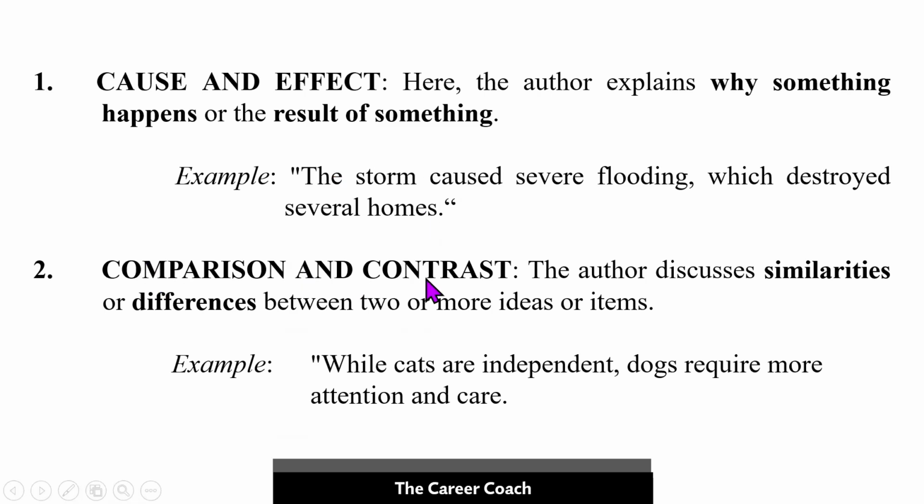2. Comparison and contrast. Here, the author discusses similarities or differences between two or more ideas or items. For example, while cats are independent, dogs require more attention and care. So there is a comparing and contrasting between dogs and cats.